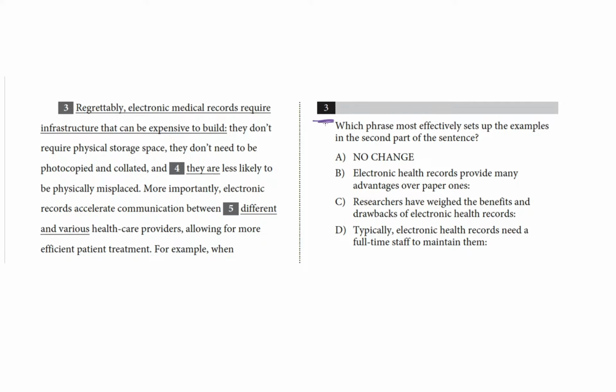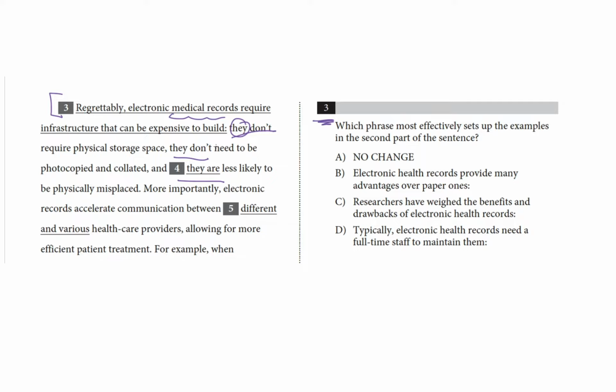All right, this is question 3, and we want to know about the examples in the second half of the sentence, right? This sentence here. So what are those examples? They don't require physical storage space, they don't need to be photocopied and collated, and they are less likely to be physically misplaced. What's the "they"? Looks like electronic medical records.